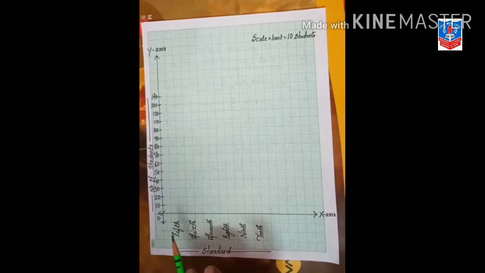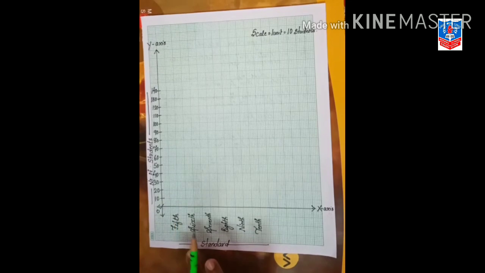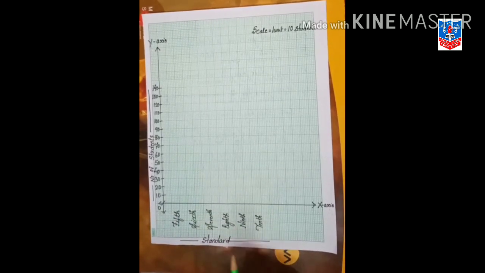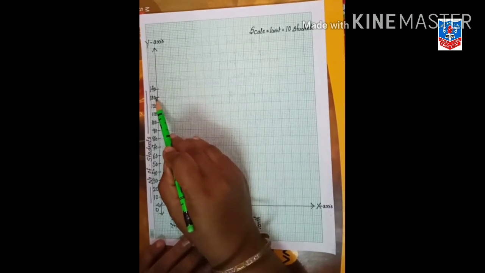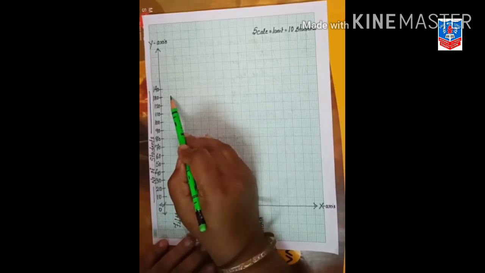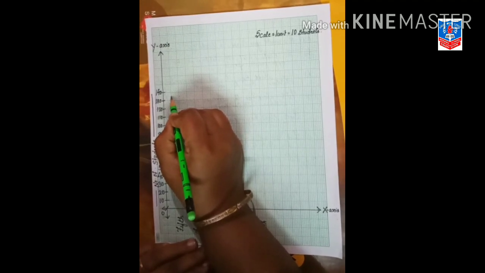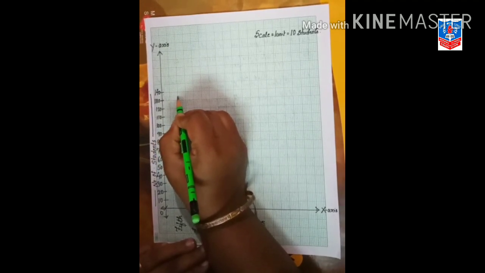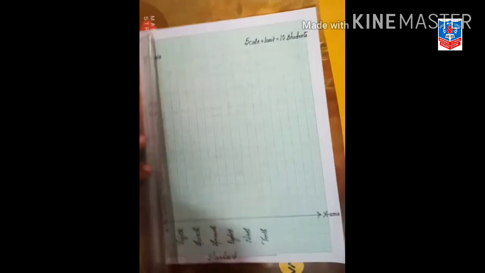Now students, let us make the bar graph. Now in 5th standard there is 135 students. Now where is 130? See here, here it is 130. Now 132, 34 and 35. See here, 135.